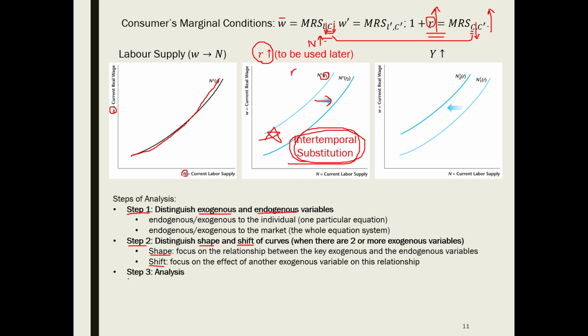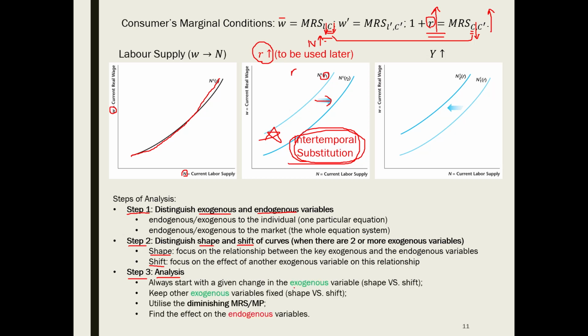Step 3. Analysis. After knowing which are exogenous and which are endogenous, the analysis should always start with a particular change in one exogenous variable. Note that we usually start with a rise of the exogenous variable, but you can of course start with a drop of the exogenous variable. The only difference is that the directions of analysis will all be reversed, but the resulting relationship should be the same.